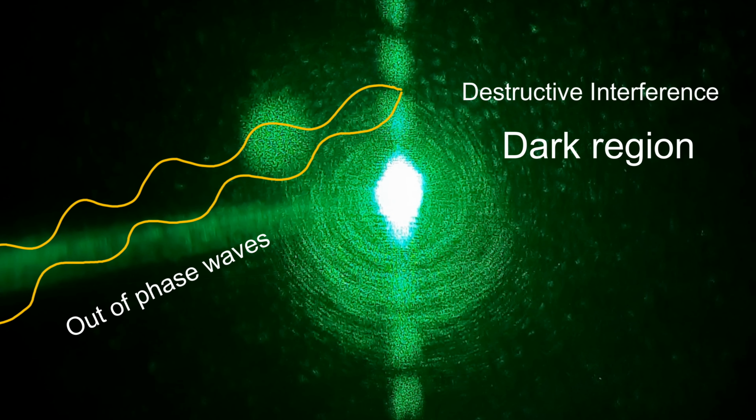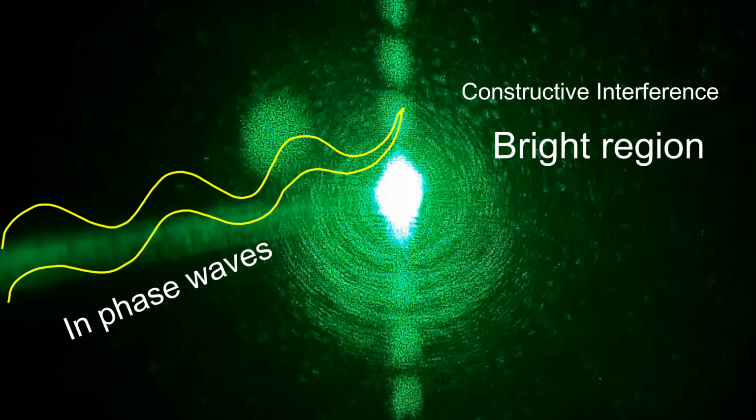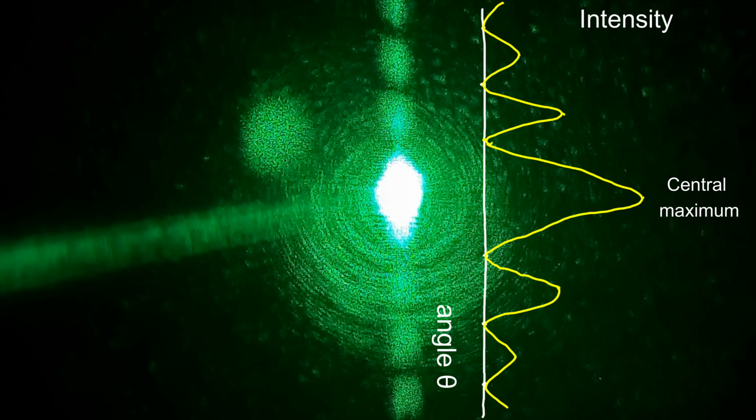At some points, the wavelets interfere destructively where they reach out of phase, which results in a dark band. And at some points, the wavelets interfere constructively where they reach in phase, which results in a bright band. This video is mainly focused on the ways to obtain diffraction and the wave theory behind this. A detailed mathematical explanation will be done in our next video.